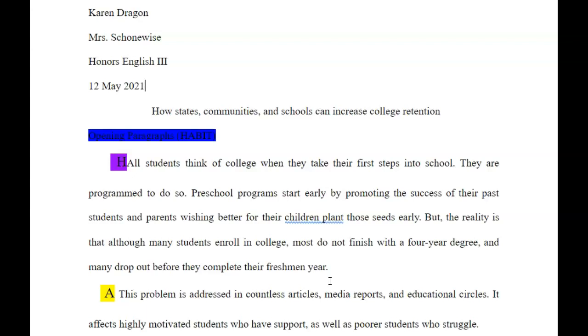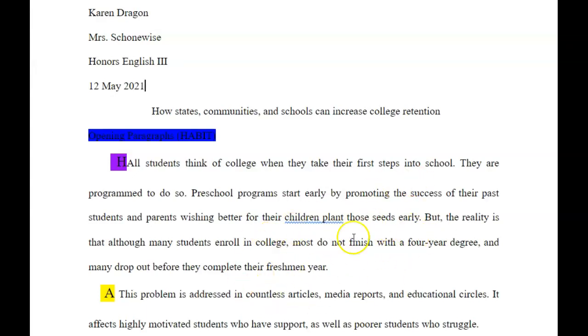All students think of college when they take their first steps into school. They are programmed to do so. Preschool programs start early by promoting the success of their past students, and parents wishing better for their children plant those seeds early. That sentence needs a little work. But the reality is that although many students enroll in college, most do not finish with a 4-year degree, and many drop out before they complete their freshman year.